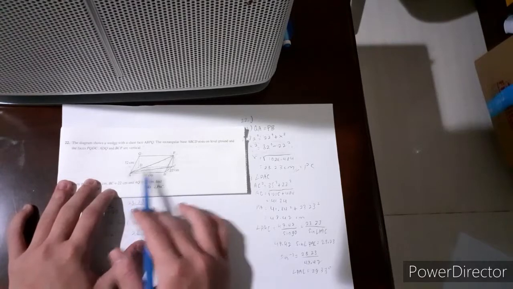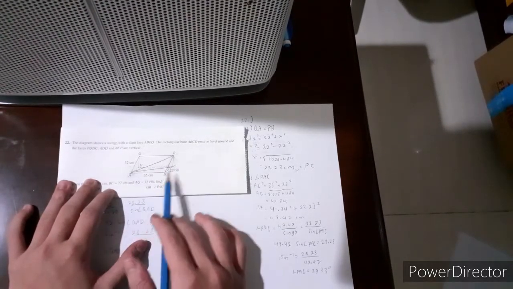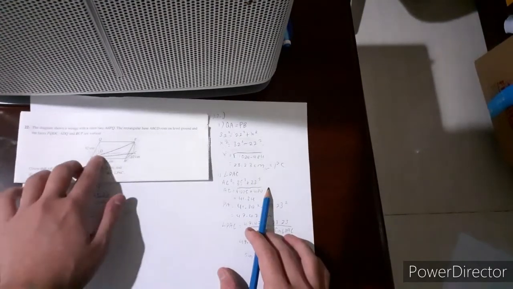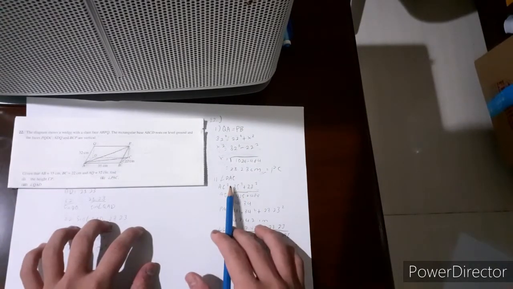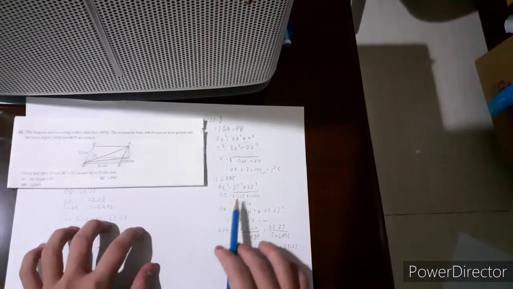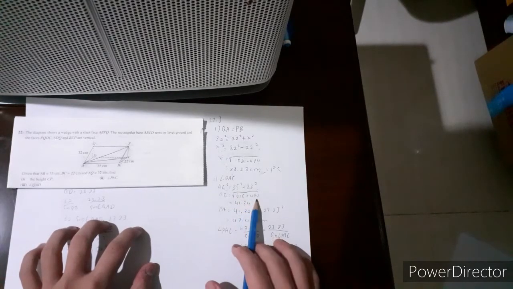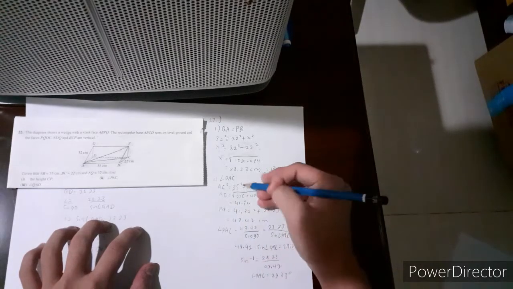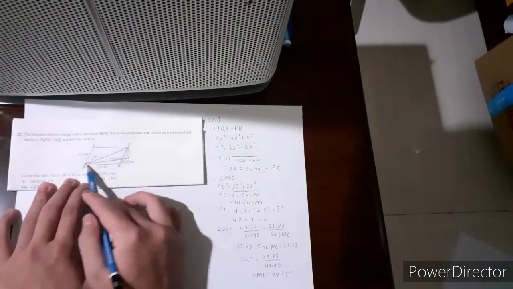Because AC is the hypotenuse of ABC, we can calculate it. So it's 35 squared plus 22 squared equals AC squared. So AC equals the square root of 1225 plus 484, because that's the result of this, which equals 41.34 centimeters. So that's this line, AC.